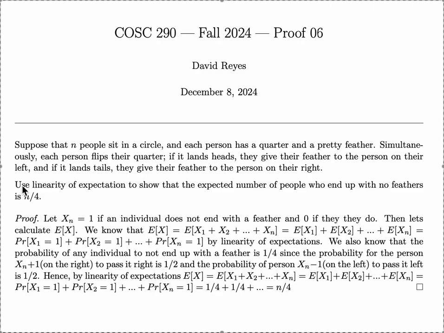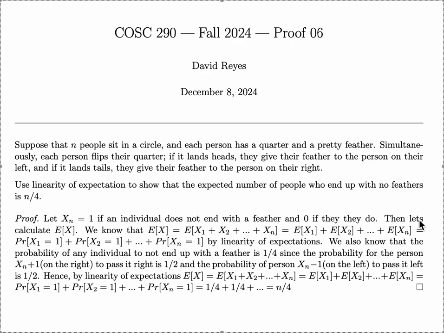So because we're using linearity of expectations, we gotta set an indicator random variable. Setting an indicator random variable helps us focus on specific individuals. So when I set my indicator random variable, I said that X is equal to 1 if an individual does not end with a feather, and 0 if they do, because we're calculating the number of individuals that do not end up with a feather.